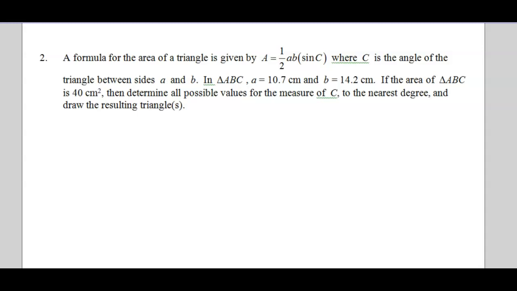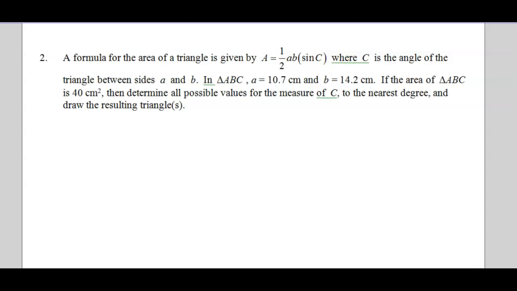Ambiguous case, don't need to groan about it. You've just done the ambiguous case basically every time you've calculated an angle. Right? You're checking for all the possible angles that give you that ratio. That's all you're doing. That's what the ambiguous case is. Okay? So, you're going to use this formula.